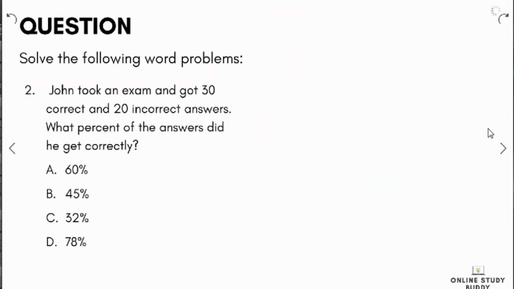So for our last word problem, John took an exam and got 30 correct and 20 incorrect answers. What percent of the answers did he get correctly? So, ang hinahanap natin is yung percent of correct answers. So, ang missing variable natin is the rate. So, susulat natin yung mga given. So, we have 30 correct answers and 20 na incorrect.